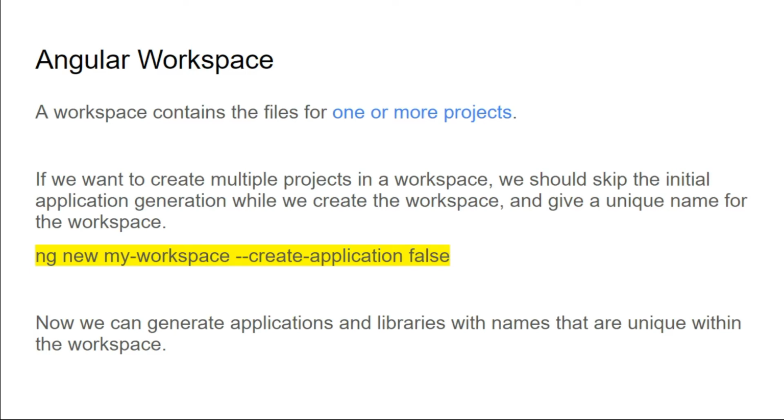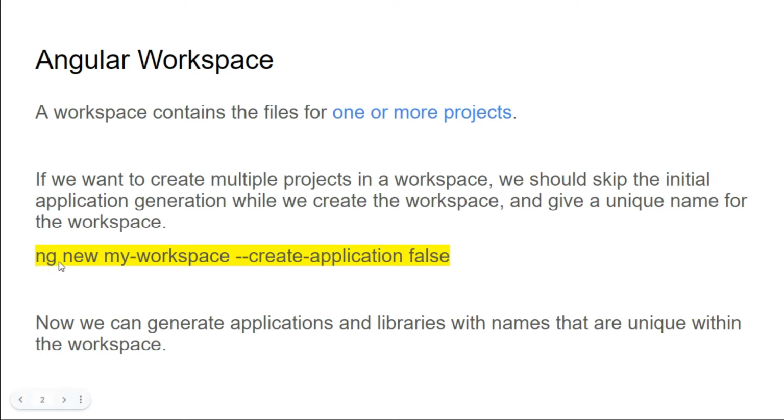If we want to create multiple projects in a workspace, we should skip the initial application generation while we create the workspace. When we create a workspace, a new application is automatically generated. So we have to skip the initial application generation and give a unique name for the workspace.